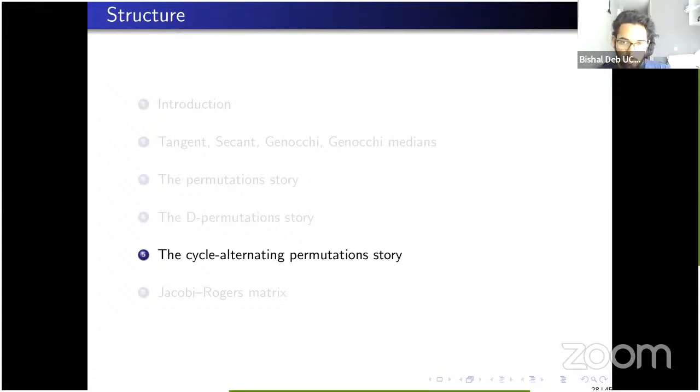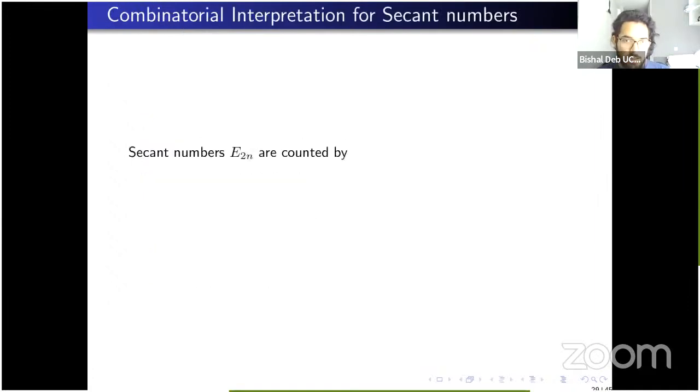Now let me talk about cycle alternating permutations. I haven't told you what these are. Cycle alternating permutations are a combinatorial interpretation for secant numbers. So the secant numbers, recall that these are the numbers when you look at the series expansion of the secant function and look at the coefficients. So you look at the series expansion as an exponential generating function and look at the coefficients. And these are counted by cycle alternating permutations.